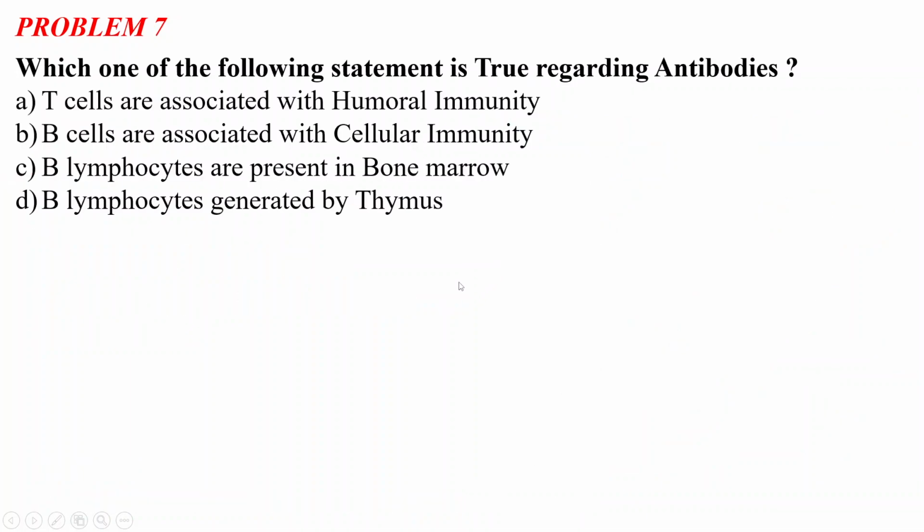So the next problem says: which of the following statements is true regarding antibodies. Option A, T cells are associated with humoral immunity, B cells are associated with cellular immunity. Option C, B lymphocytes are present in bone marrow. Option D, B lymphocytes are generated by thymus. So, this is basically a true-false kind of question.